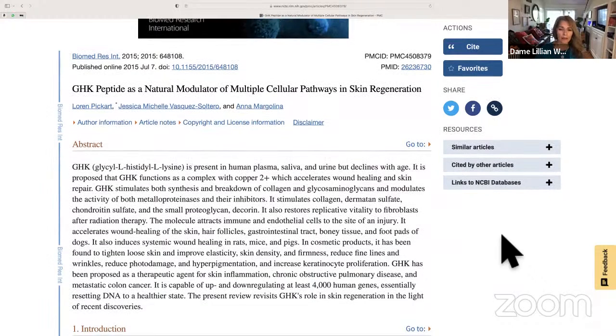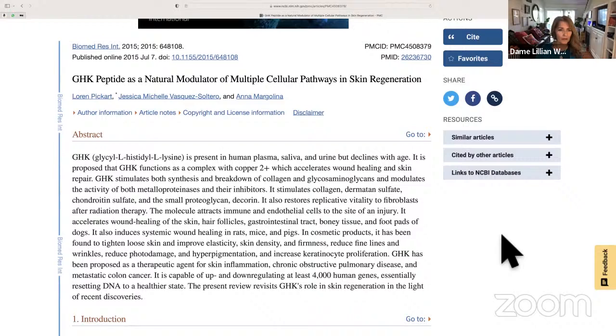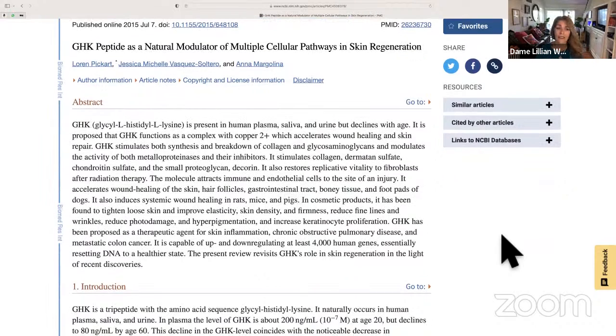So this abstract for this particular paper that was published in 2015, not very long ago, July 7th, says here that GHK is present in human plasma, saliva, and urine. So basically inside our cell walls, in the saliva, the spit that you have in your mouth, and urine, which is pee, but declines with age, it discloses here. And it is proposed that GHK functions as a complex with copper 2+, which accelerates wound healing and skin repair.